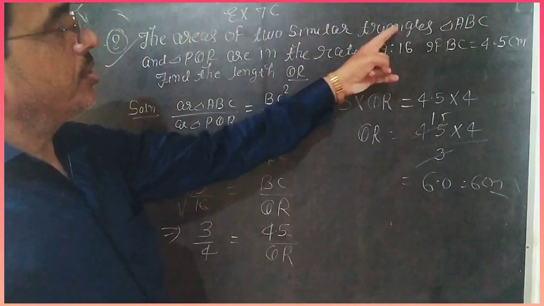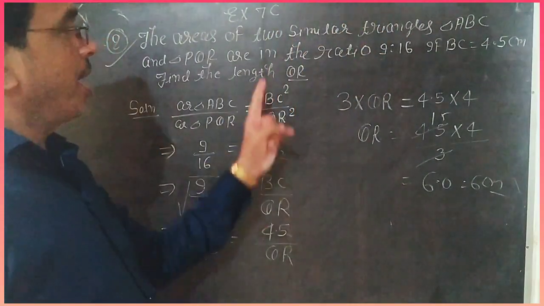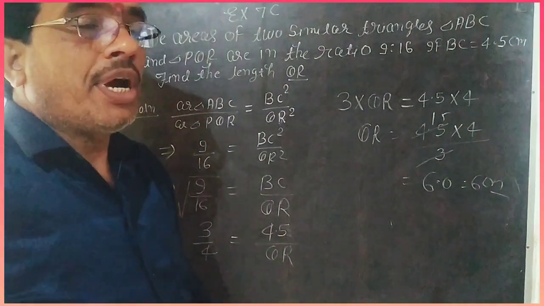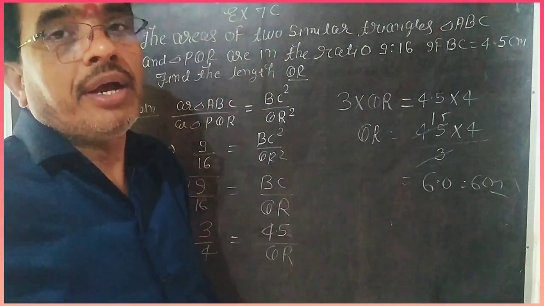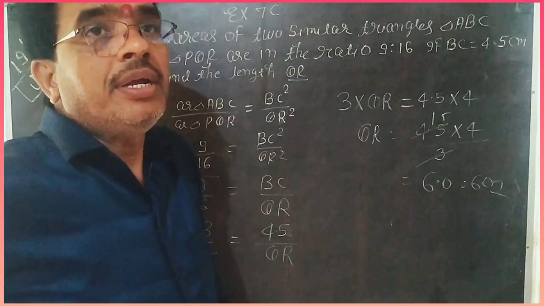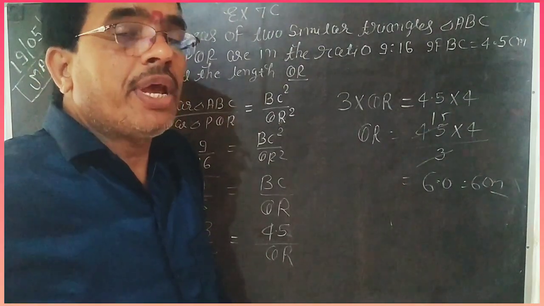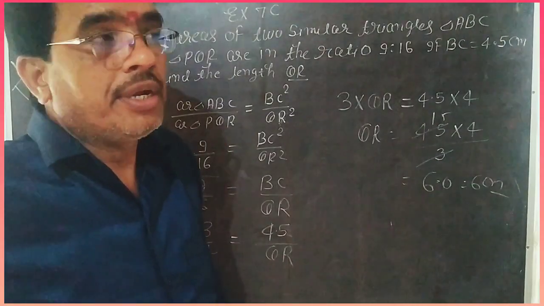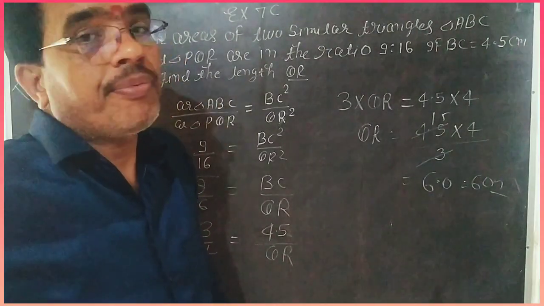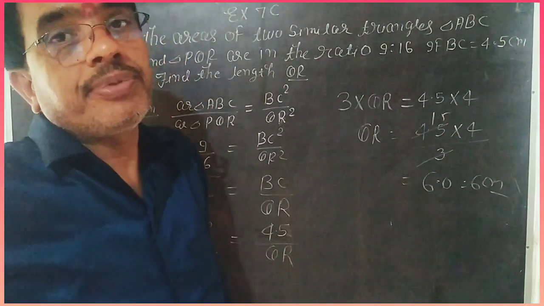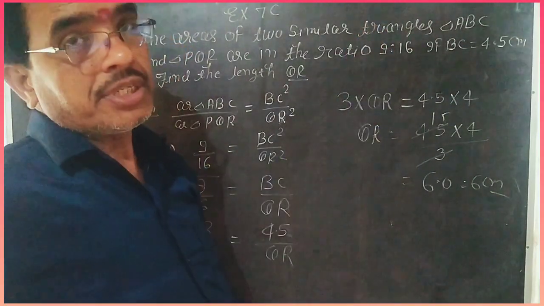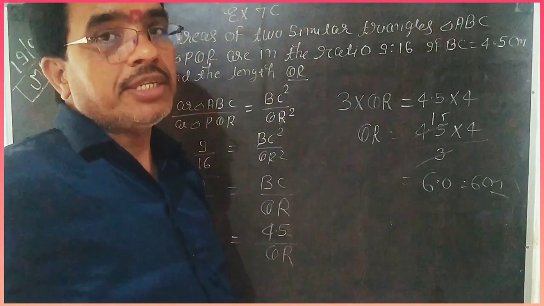Here both triangles are similar and the ratio of the areas is given, so it is clear to use the areas theorem. If two triangles are similar, then the ratio of their areas is equal to the square of their corresponding sides. But you may be confused about which sides to take the square of. You take the sides given in your question and the side asked in your question.